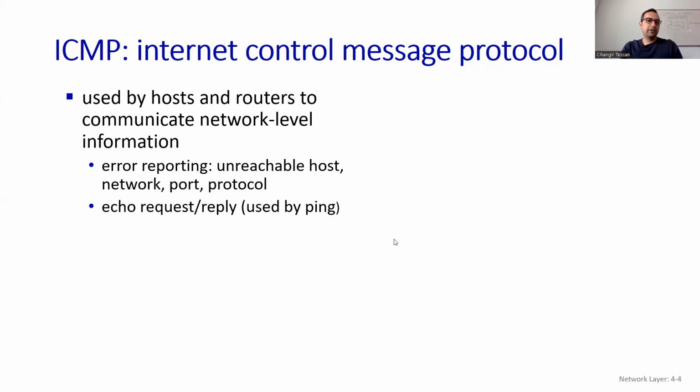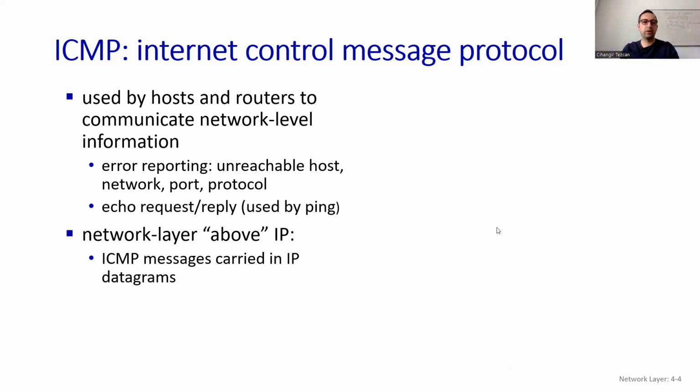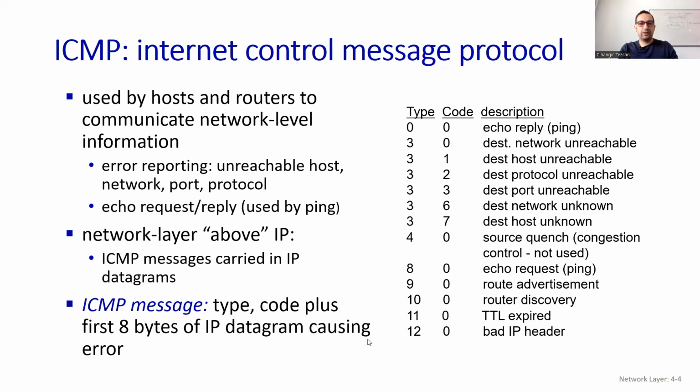This is used by hosts and routers to communicate network level information like error reporting, unreachable host, network, port, protocol, or echo request reply used by ping. So remember that we use traceroute to detect the route and how long it takes to communicate. So here we will give an example and see how it really worked. Okay. So network layer above IP, ICMP messages carried in IP datagrams. ICMP message consists of type, code, plus first 8 bytes of IP datagram causing the error.